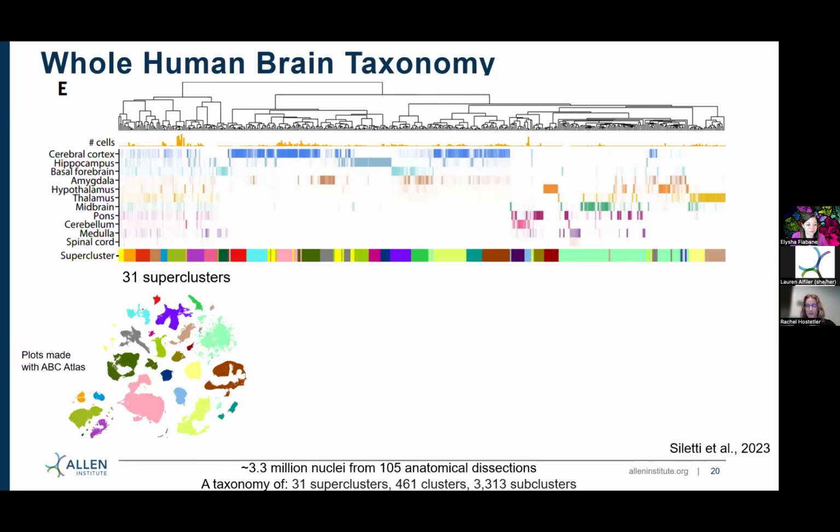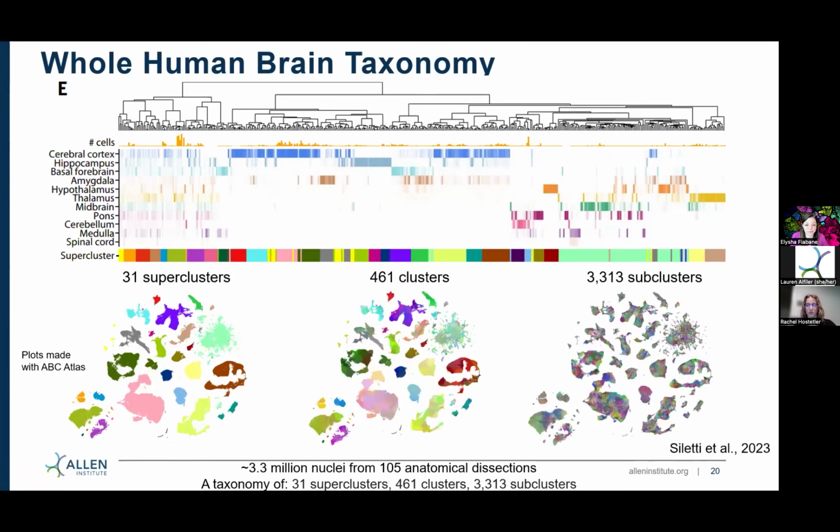But this time, our hierarchical levels have different names. In this taxonomy, they are called superclusters, clusters, and subclusters, which is different from our mouse taxonomy, which had class, subclass, supertype, and cluster. So depending on which taxonomy you're looking at in the ABC Atlas, the different levels of the hierarchy will have different names. And that's just based on the original data.